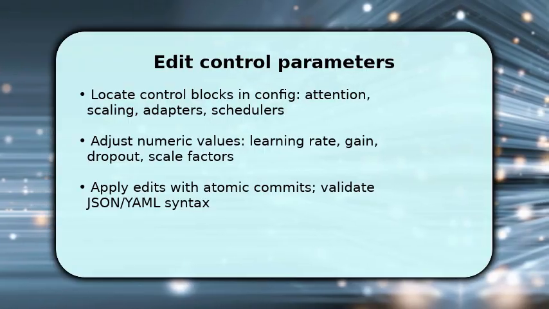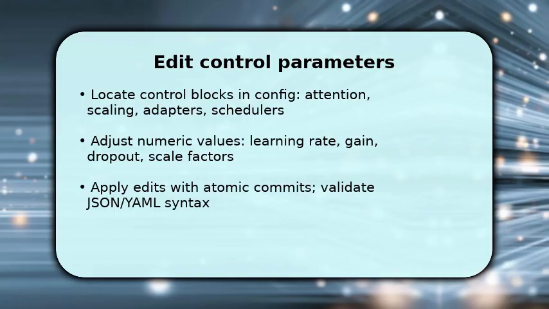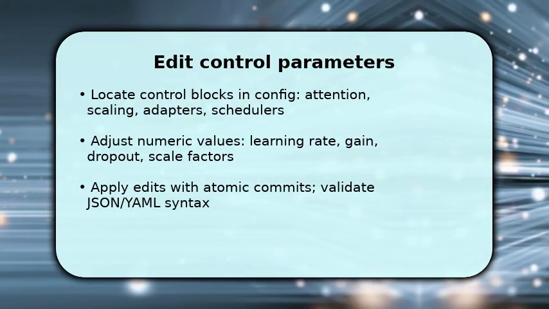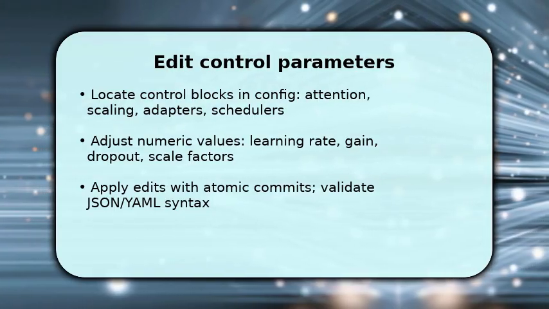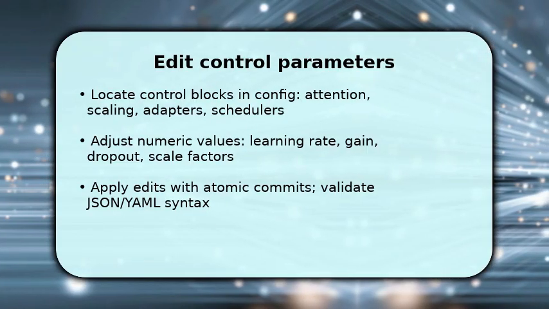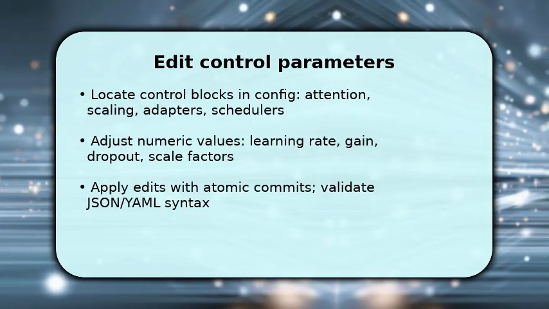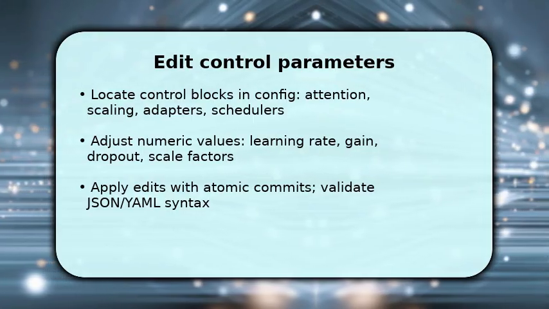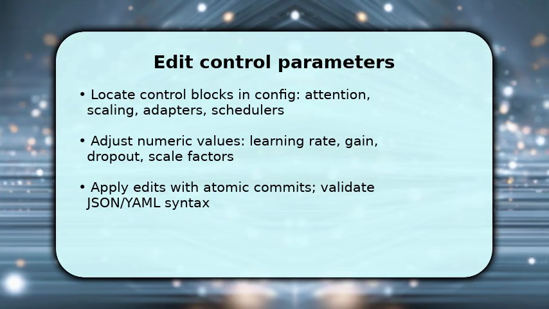Use atomic edits. Change one variable, save, and run a quick sanity check to ensure no syntax or dimension mismatches. Once done, load the model in a dry run to confirm shapes and forward pass stability. This prevents runtime crashes and gives immediate feedback on the effect of your edits.